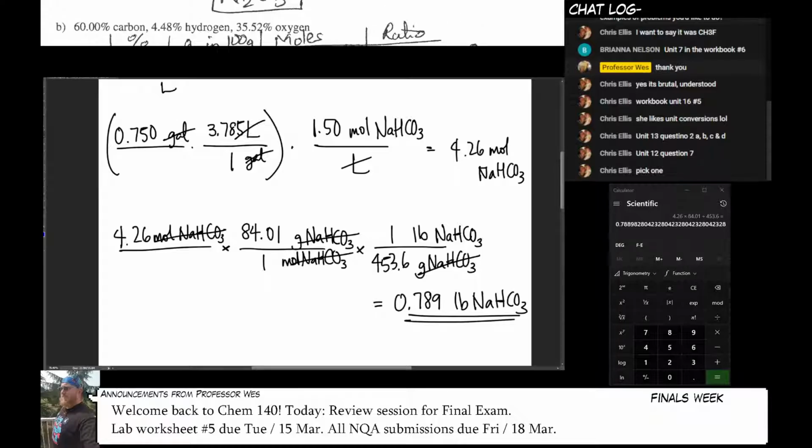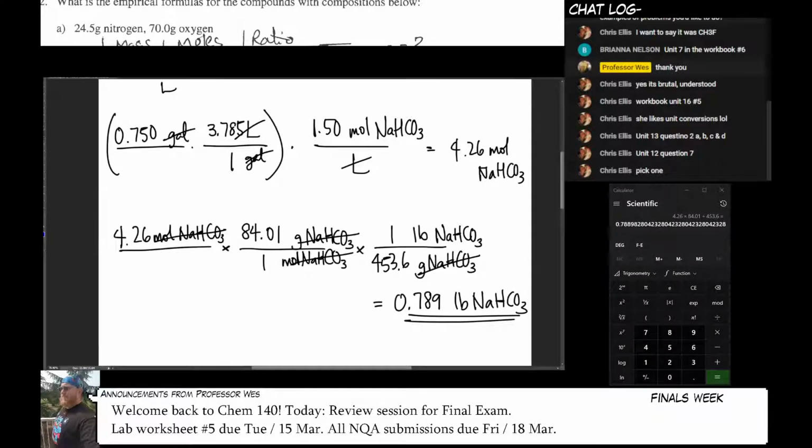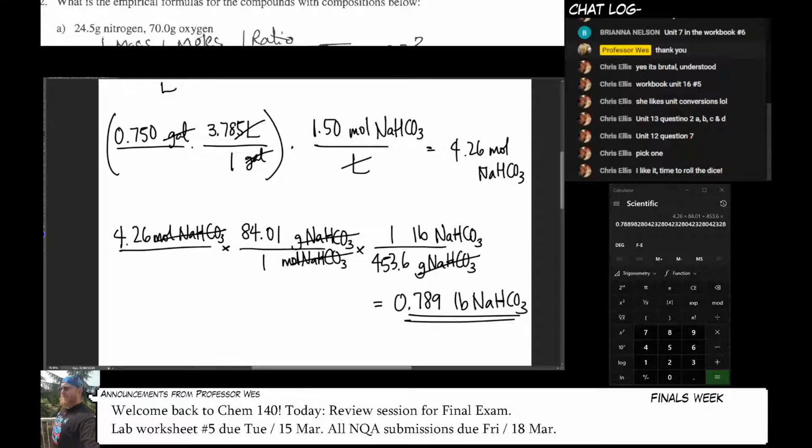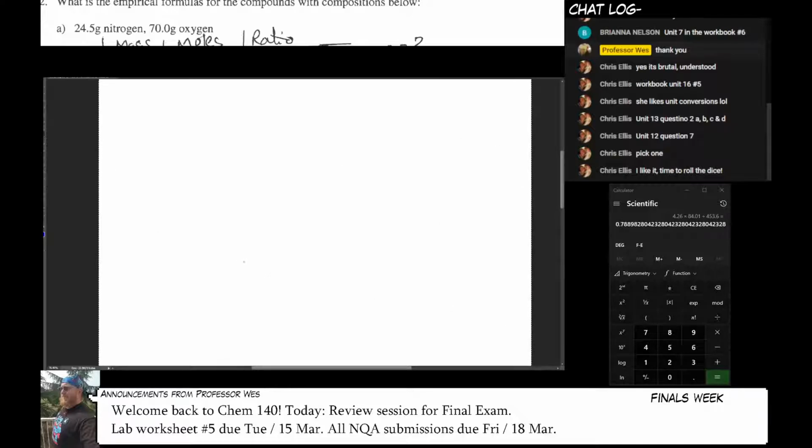Alright, so we'll do this first one. What's the empirical formula for compounds with these compositions? And so we've got 24.5 grams of nitrogen and 70 grams of oxygen. So we'll go boop. We'll get rid of that.